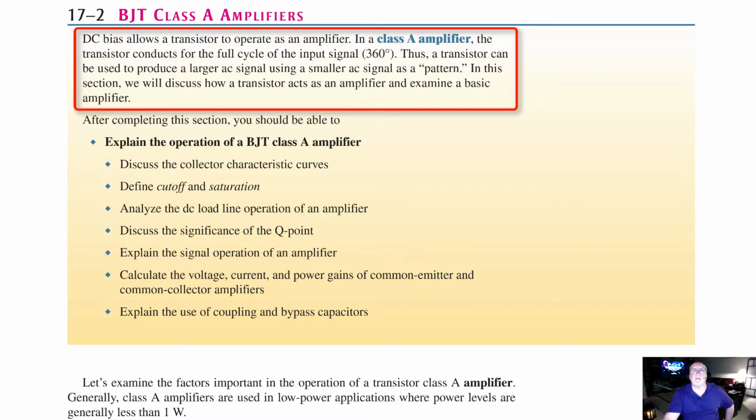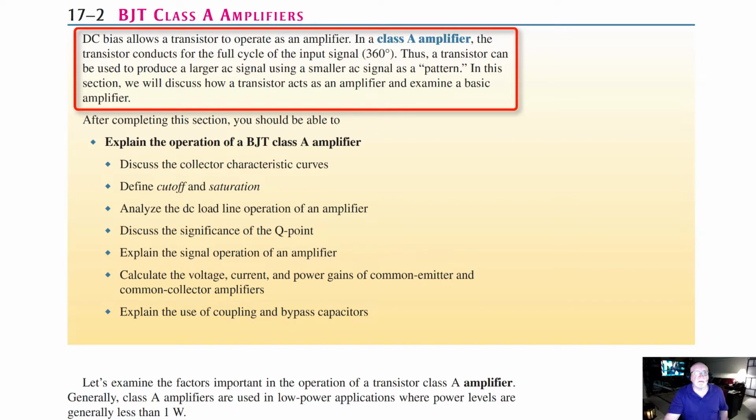In a Class A amplifier, the transistor conducts for the full cycle of the input signal, or across 360 degrees. Thus, a transistor can be used to produce a larger signal using a smaller signal as a pattern. So, we're going to look at something modeled as a sinusoidal input that continues to provide a signal as an input. In this section, we'll discuss how a transistor acts as an amplifier and examine a basic amplifier.